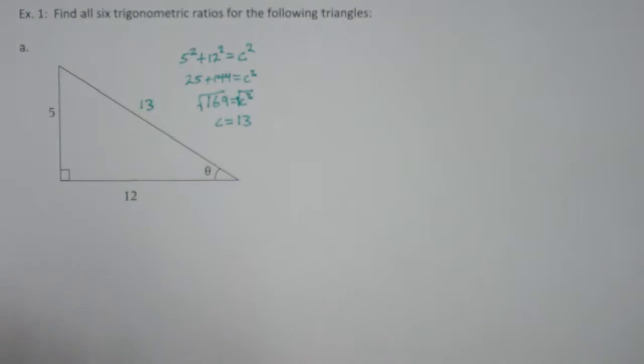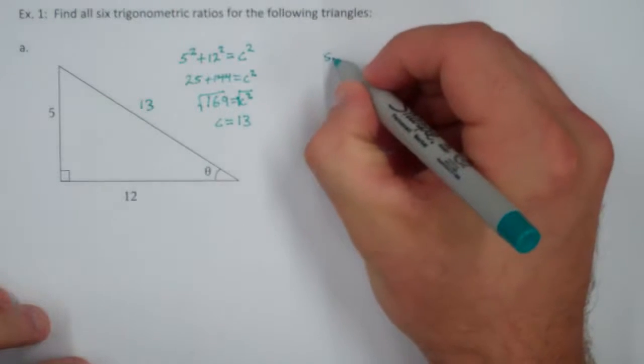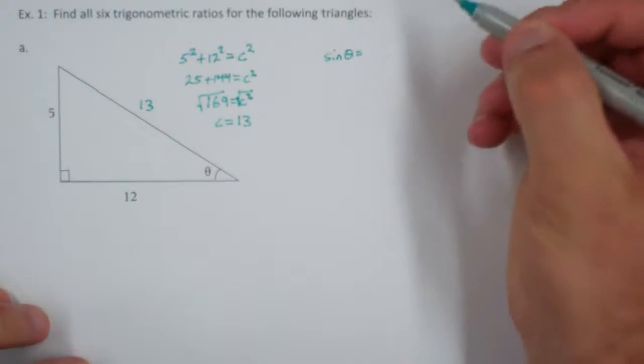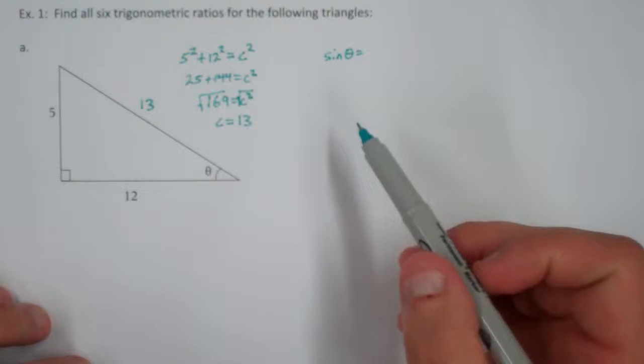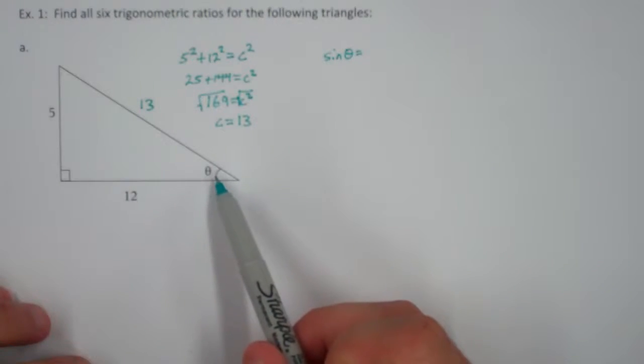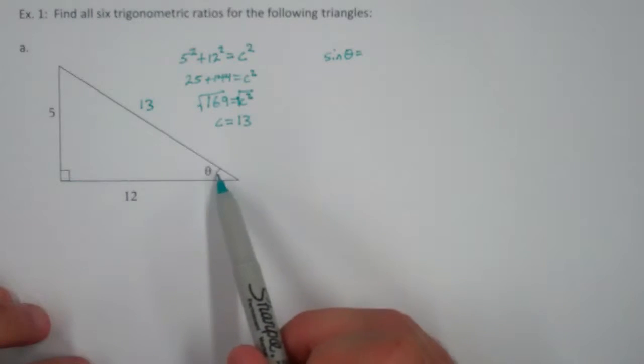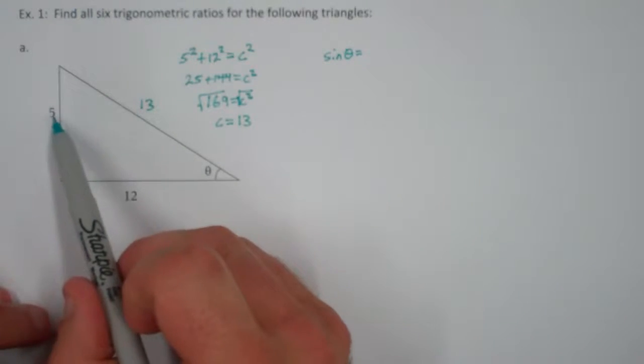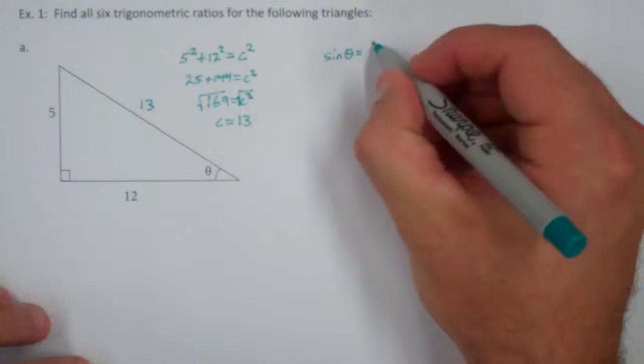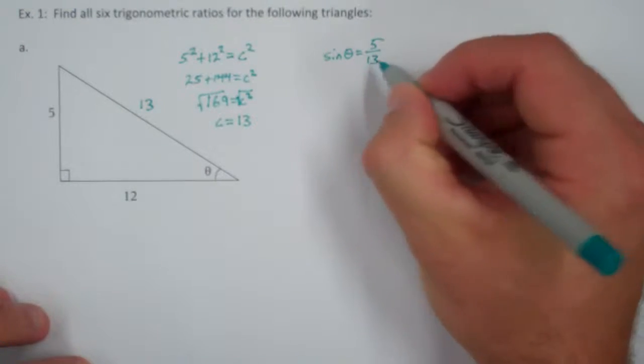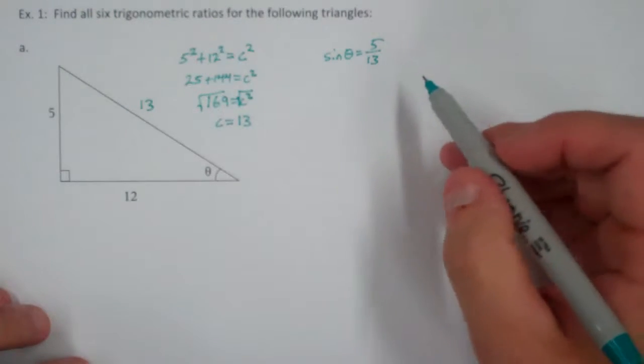Now let's set up all of our trig ratios. So we'll start with the sine. The sine of theta is opposite over hypotenuse. Be very careful which angle you're talking about. It totally matters. So the sine of theta will be opposite over hypotenuse, so that's 5 over 13. There's no need to provide a decimal answer here.